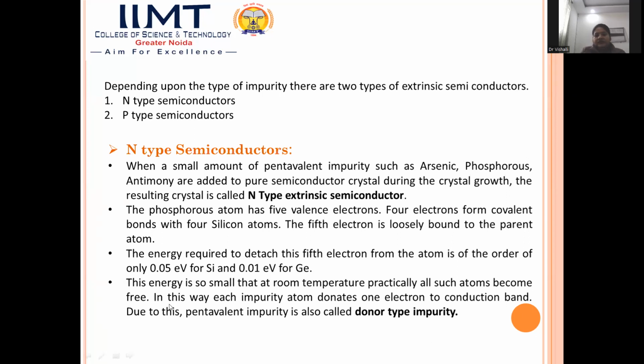So in this way, we can say that the phosphorus is contributing one additional electron in the system. Each impurity atom, or each phosphorus atom, is donating one electron to the conduction band. So that is why this is also called a donor type impurity.